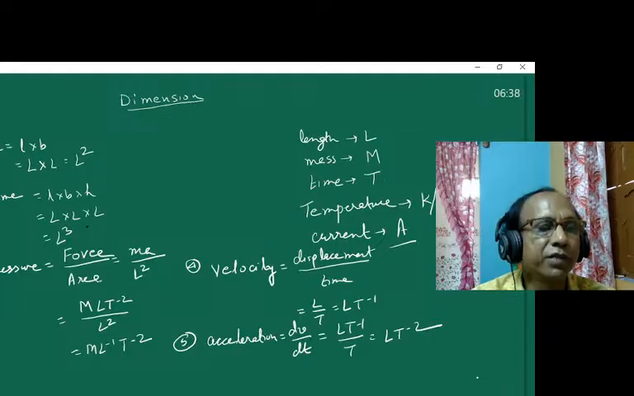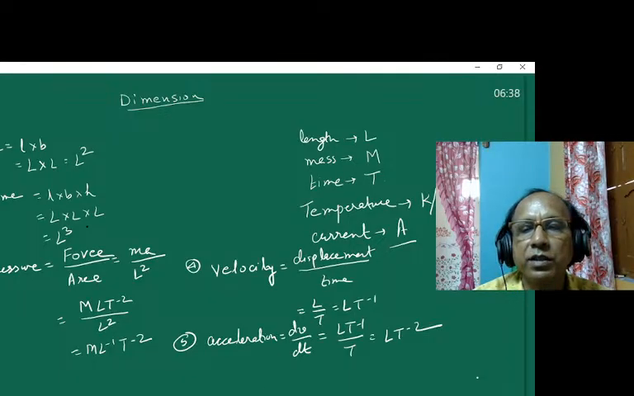Pressure is the force by area. F equal to ma, so the dimension of force is M into the dimension of acceleration, L T to the minus 2, divided by L square, so M L to the minus 1 T to the minus 2. In this way you can find the dimension of many physical quantities, right?